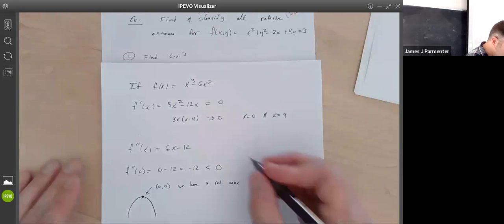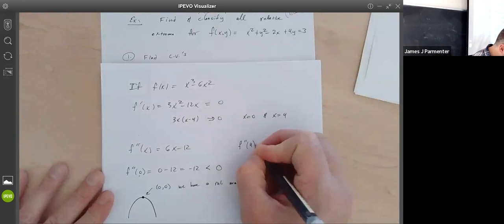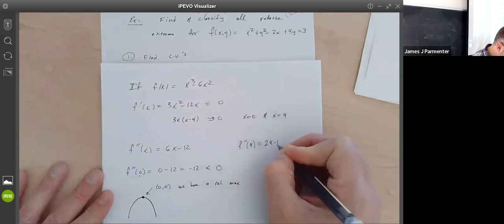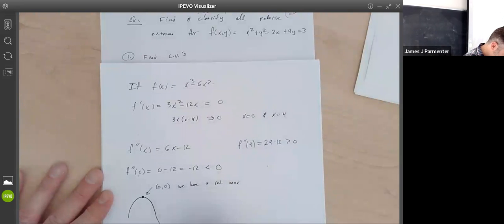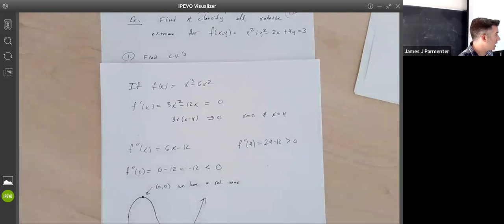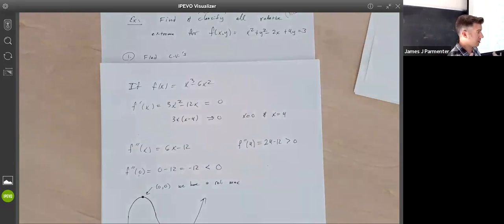In the same sort of way, look at f double prime of 4, that's going to be 24 minus 12, which is positive. So at that point, at 4 comma whatever, we have to have a local minimum because the function's concave up there and it was a critical value of the first derivative. So one way you can tell whether you have a max or a min is by finding your critical points from the first derivative and then plugging them into the second derivative to see if you have a max or a min by checking the concavity.